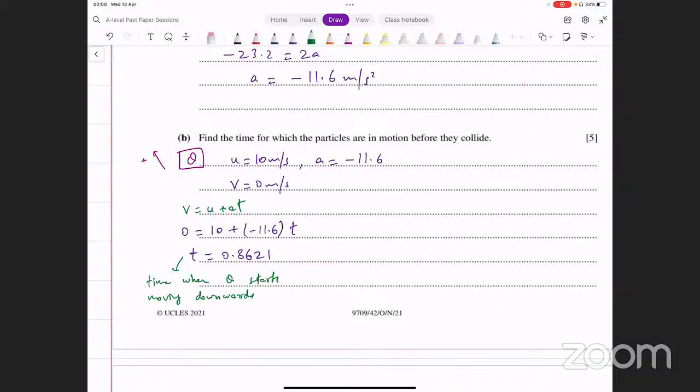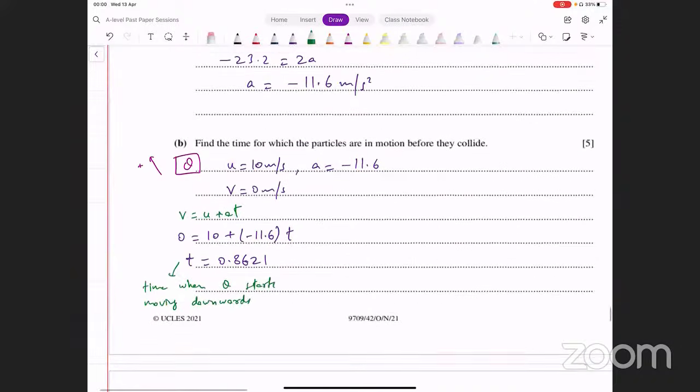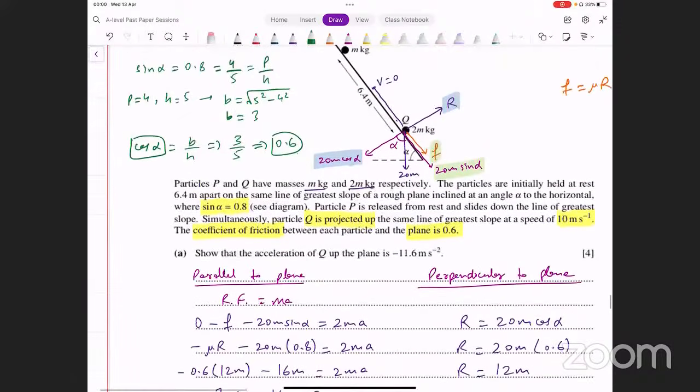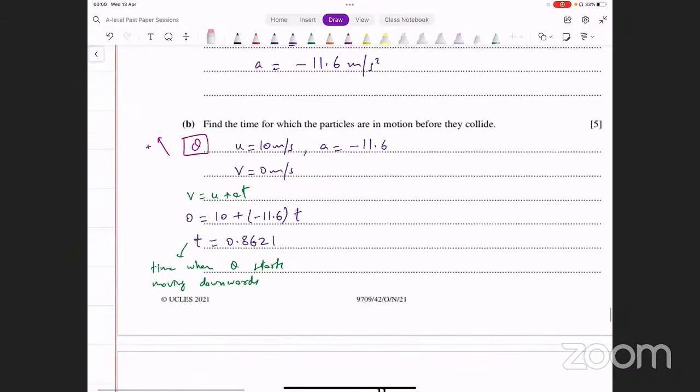Okay, अच्छा, टाइम आ गया हमारे पास. अब हम क्या कर सकते हैं, इसका डिस्टेंस ट्रैवल भी फाइंड कर सकते हैं कि हमें पता चल जाएगा अच्छा Q किस पॉइंट पे पहुंच गया होगा इतने टाइम के अंदर. डिस्टेंस ट्रैवल कैसे फाइंड कर लें? We can use 2as equals v square minus u square. Let's use that here as well.